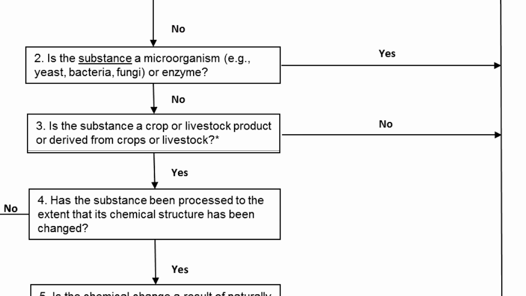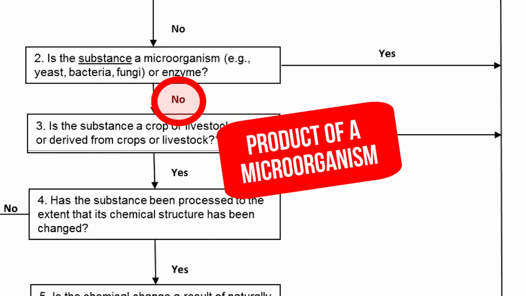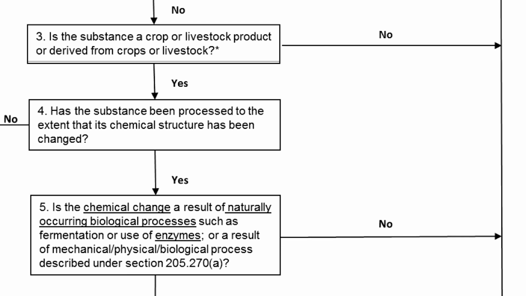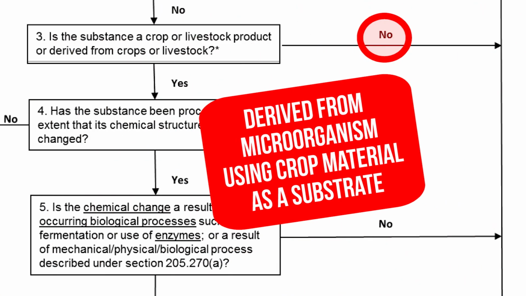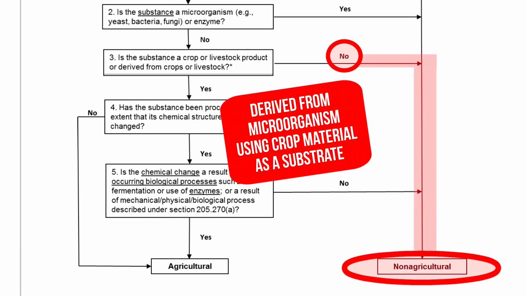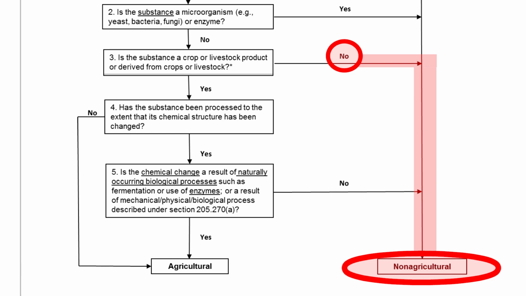Question 2 is asking about whether it's a microorganism, and the answer is no. It is not a microorganism. It is a product of a microorganism, however. We go down to question 3: is the substance a crop or livestock product derived from crops or livestock? And the answer is no. Polyolin is derived from a microorganism utilizing crop material as a substrate. So it ends up being a non-agricultural material. So polyolin is non-agricultural.